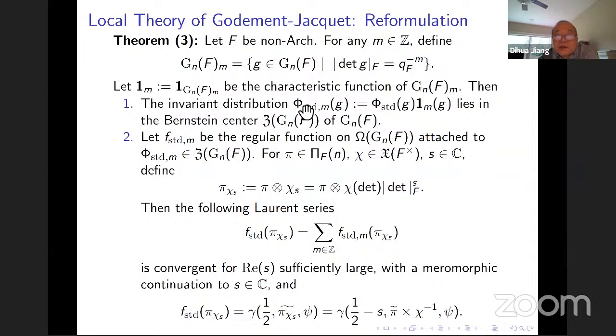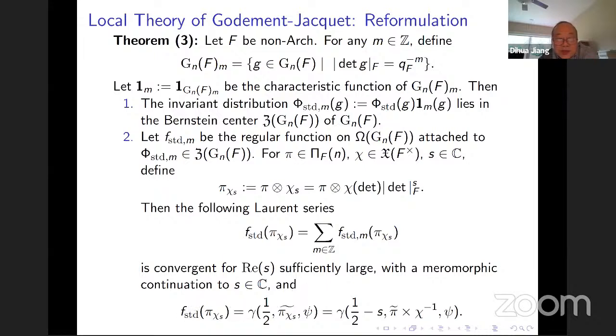And then because this is in the Bernstein center, you get F standard m, the regular function on the Bernstein variety attached to this invariant distribution. Basically you get pi and a character chi and s, and so you define pi chi s as a twist. And then this function F standard evaluated at pi equals the summation of these regular functions on the Bernstein variety. And we show that this converges for real part of s sufficiently large and has a meromorphic continuation.